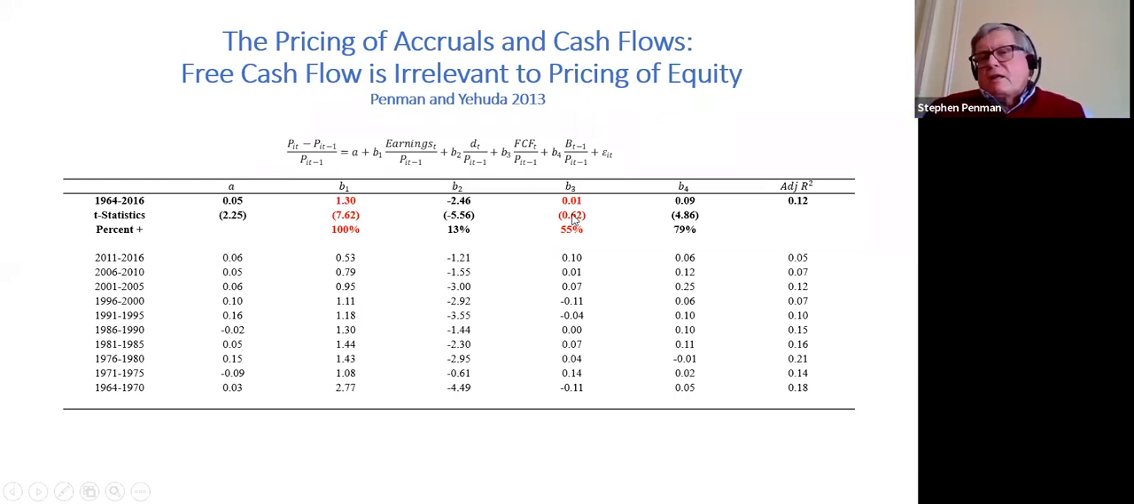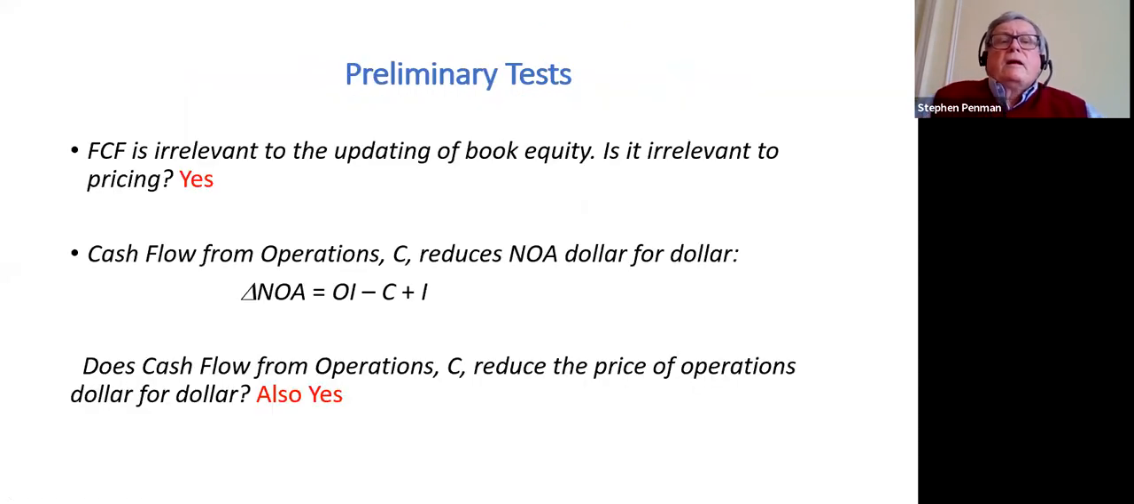So if you want to understand this full specification, you can go back to this Penman Yehuda paper. But there you have it, that actually in the accrual accounting system, free cash flows drop out as irrelevant, and that's how the market actually prices it. It prices accrual earnings with a multiple, 1.3, but it treats free cash flows as irrelevant. Okay, so that's the answer to the first question.